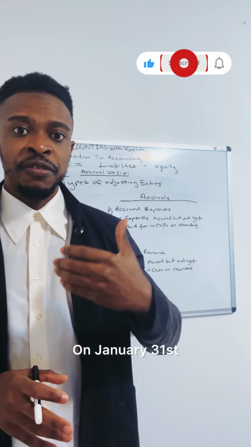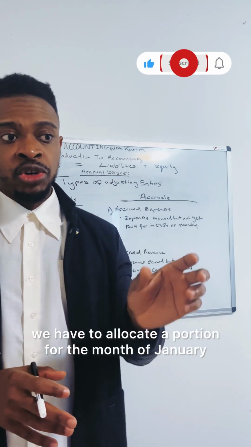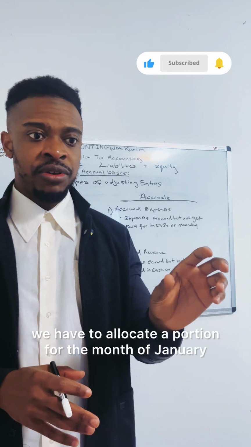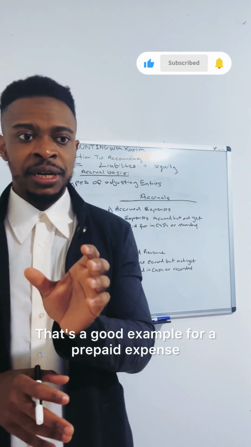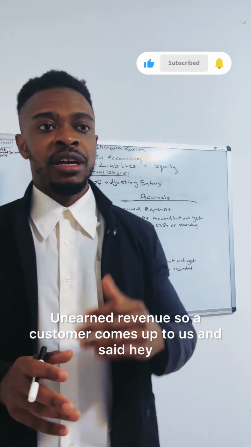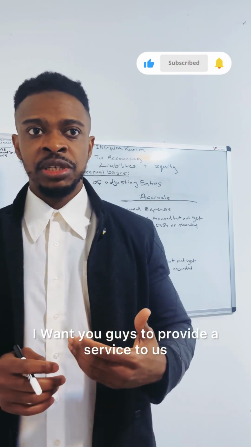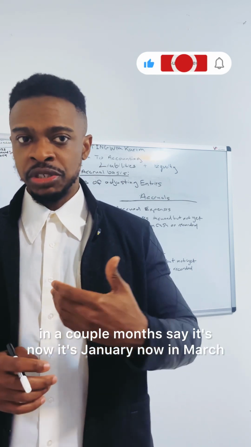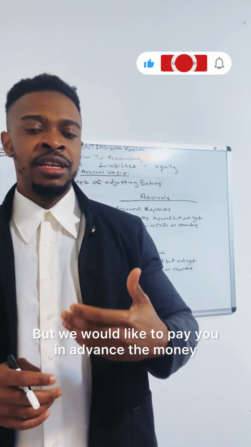On January 31st, when we're doing the adjusting entries, we have to allocate a portion for the month of January and the rest will still be on the balance sheet as prepaid assets. That's a good example for a prepaid expense. Unearned revenue. So a customer comes up to us and said, hey, I want you guys to provide a service to us in a couple months. Say, it's January now, in March, but we would like to pay you in advance.